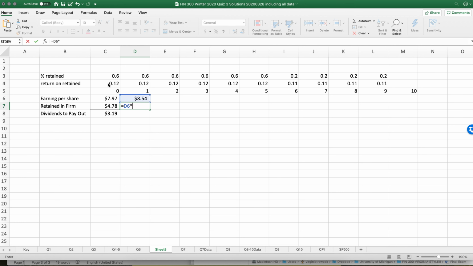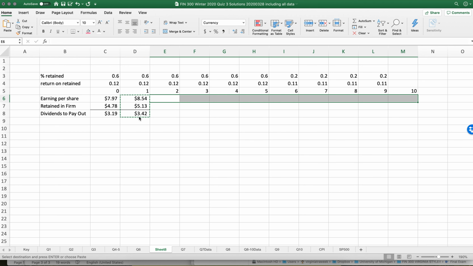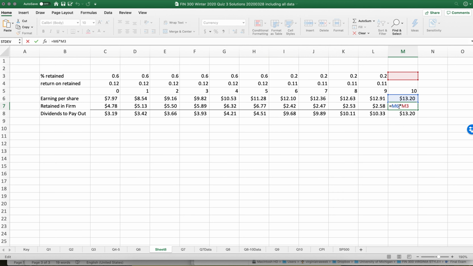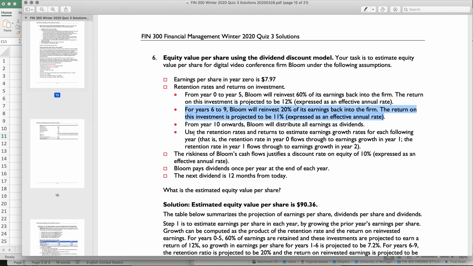We are going to retain 60% of those, and the dividends that we will have left to pay out will be the difference. I'm going to add a line here, and I'm going to copy and paste it all the way across. Let me make sure this should be 20%. Okay, let's make sure we did all that right. Yeah. The rate of return is 10%. What's the per share value?